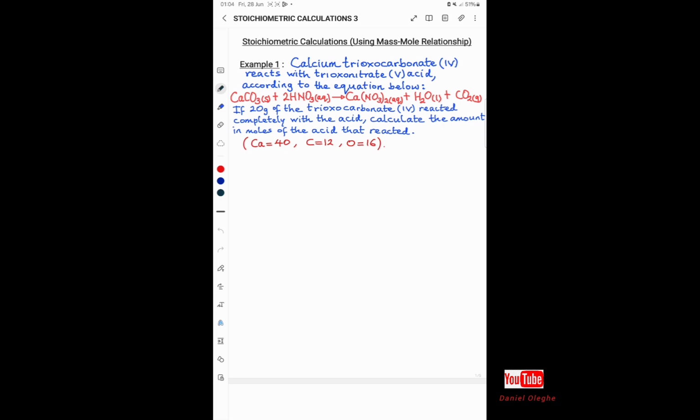And this is a question that involves relating mass of trioxocarbonate(IV) in grams reacting with mole of the acid. So we are using mass to mole relationship. So let's look at how we are going to solve this question using mass to mole relationship.